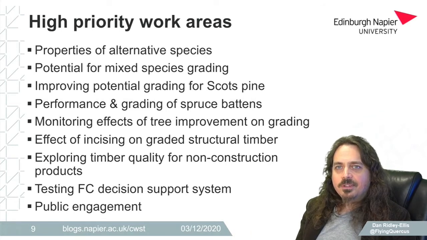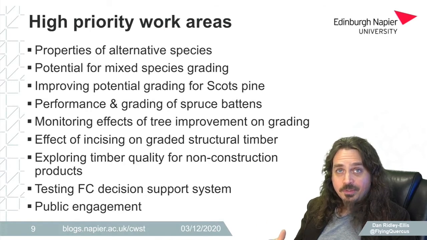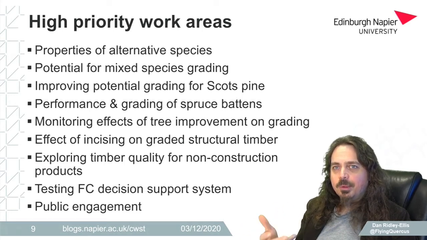Another thing that we've not quite started yet but want to get working on is looking at the Forestry Commission decision support system. This is a planning tool that used some of the research output to make predictions about timber quality based on previous research projects that we did. And we want to make sure that these predictions are accurate. So this is a double checking of the predictions that it makes to make sure that the conclusions and the implications are reliable.